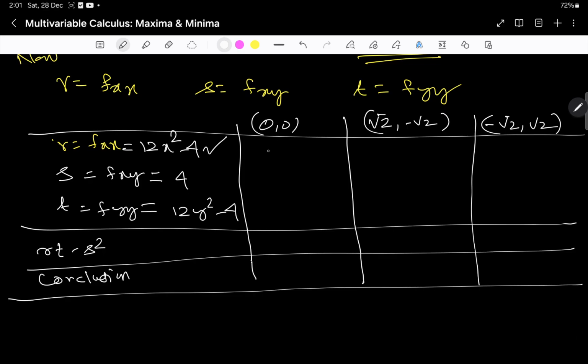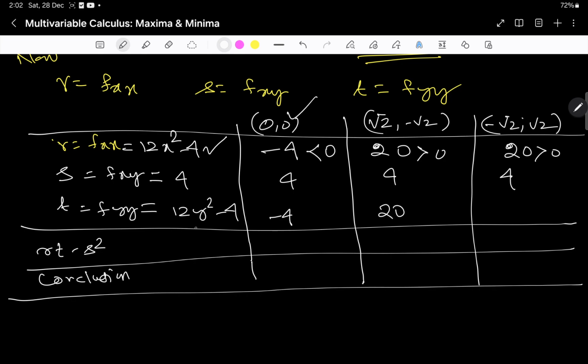Now at the 0, 0 point, this will give you minus 4. This will give you 20, this will give you 20, and it is positive, it is negative. Now s is 4, it is throughout 4. Now what is t? You substitute the point, it is minus 4, and if you substitute it over here, it will also give you 20. But we need here rt minus s square, r into t minus s square. So this will give you 0. R into t, 16 minus 16 is 0.